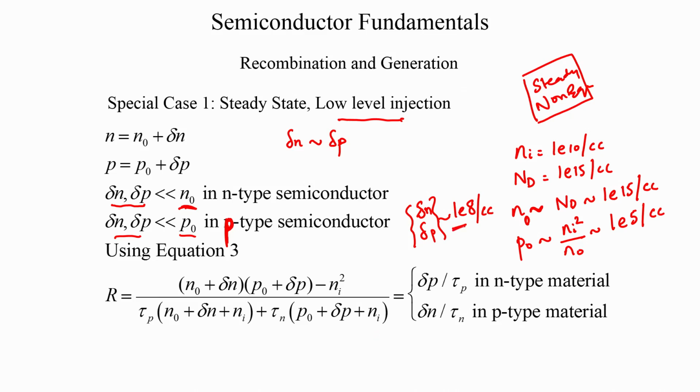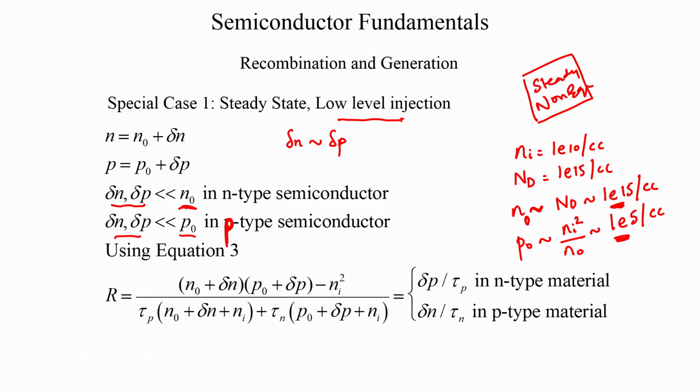So, 1E8 is definitely much smaller than 1E15, and these arguments could be applied to that condition. Note that 1E8 need not be smaller than 1E5, that is, we are not comparing the low level injection to the minority carriers, we are comparing it to the majority carriers. So, that is the only condition we need. That is what we mean by low level injection.